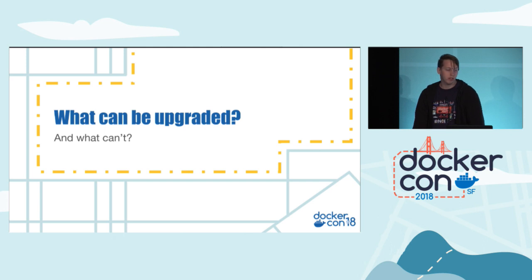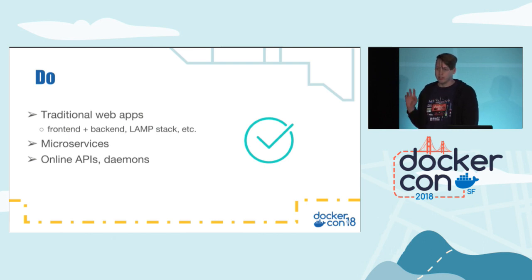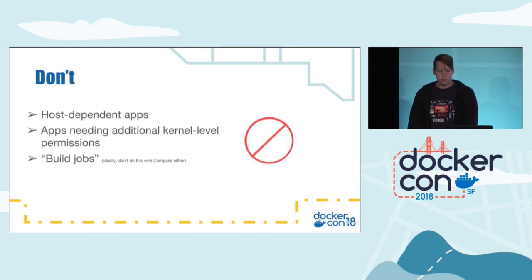So let's go quickly over what can be upgraded. Those are the no-brainers. If you have traditional web apps with front end and back end, your LAMP stacks, your Python Django web service plus Redis plus MySQL or whatever, all that stuff is super easy. The microservices, same thing. Everything that's online APIs, daemons, can all be migrated pretty much seamlessly. There should be minimal challenge.